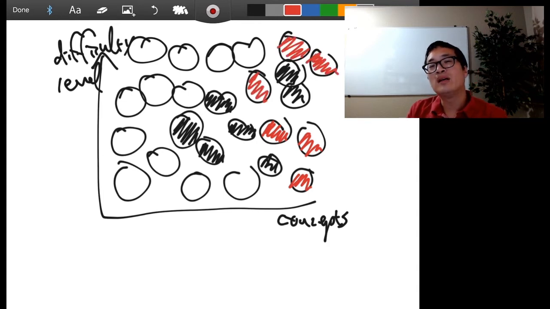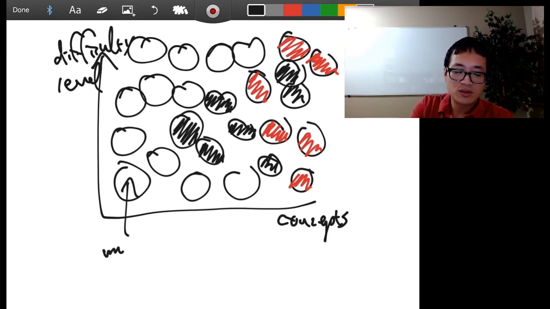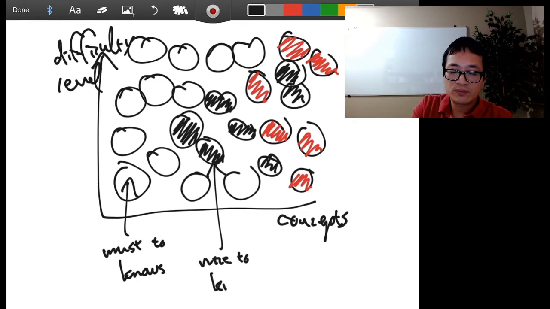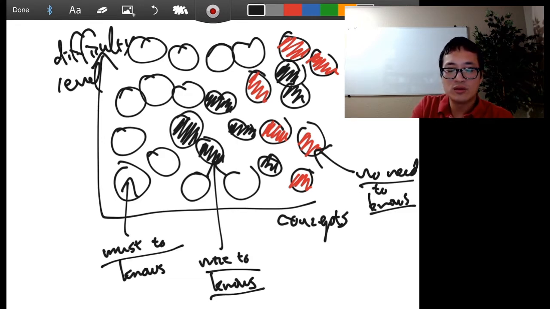So if you look back in any technology that you mastered and then go back to the documentation, you will find that the concepts really can be broken down into those 3 buckets, right? Must to knows. So let's say these are must to knows. Nice to knows. And then no need to know. So kind of having that mindset, I think as a teacher is really, really important.